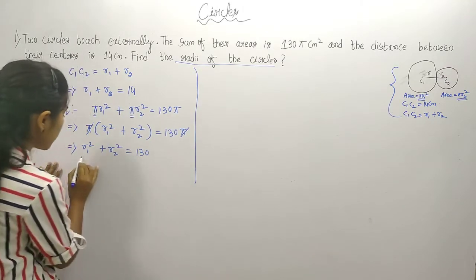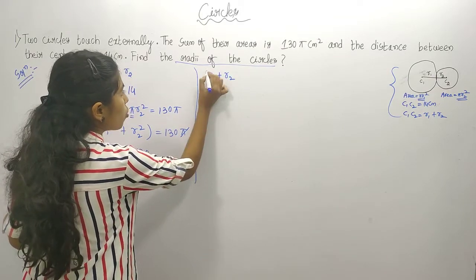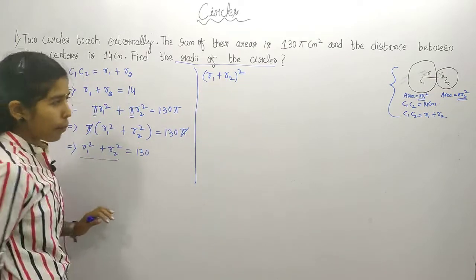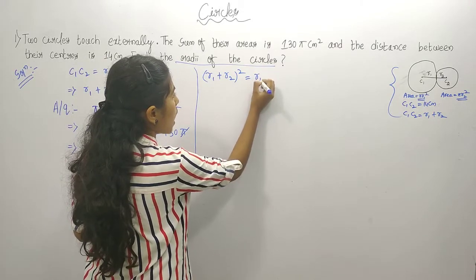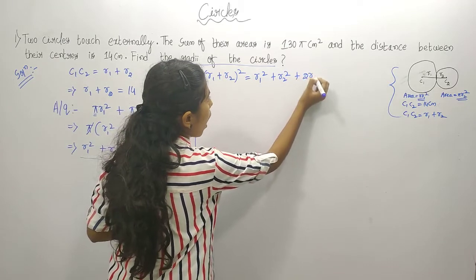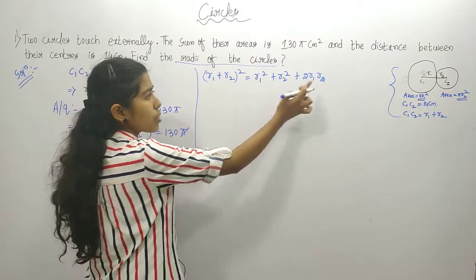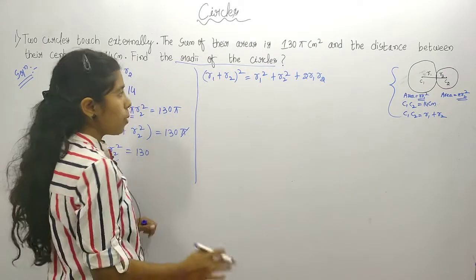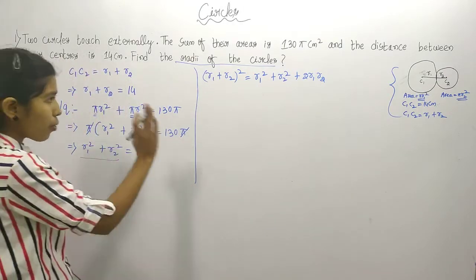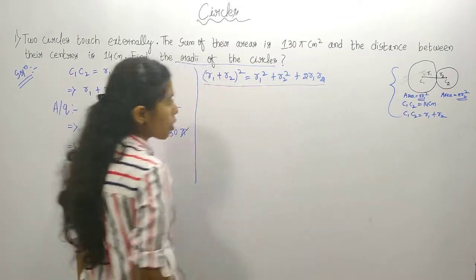So from this, what can we write? We can write it as (r1 plus r2) whole square. What is the formula for this? r1 square plus r2 square plus 2 r1 r2. (a plus b) whole square is a square plus b square plus 2 into a into b. So for finding the radii of these circles, we have to bring this formula.